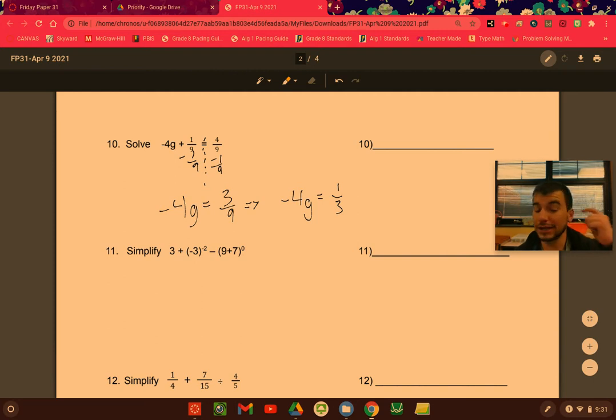Now again, we want to get g by itself, so we divide both sides by negative 4. So g is equal to 1/3 divided by negative 4. Well, remember, we can't divide with fractions like that. So what do we do?